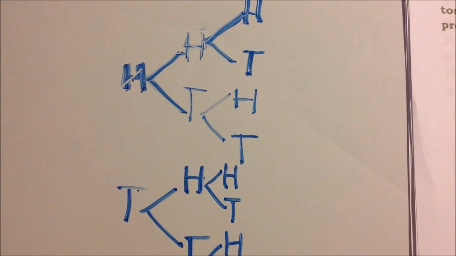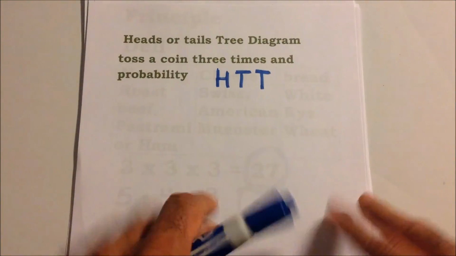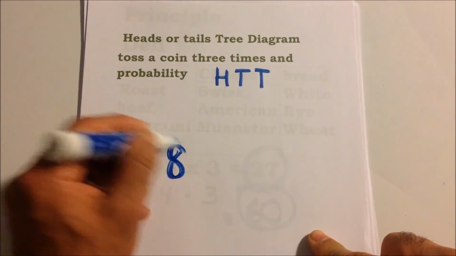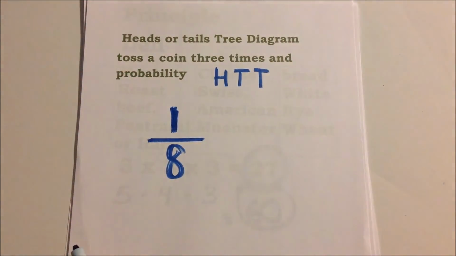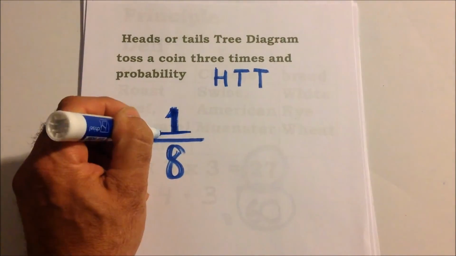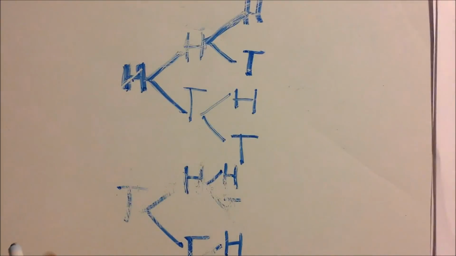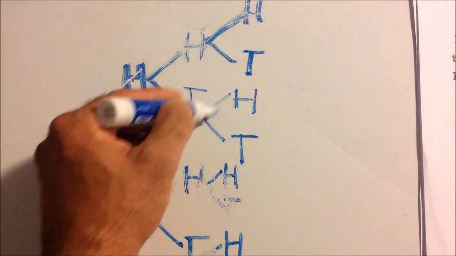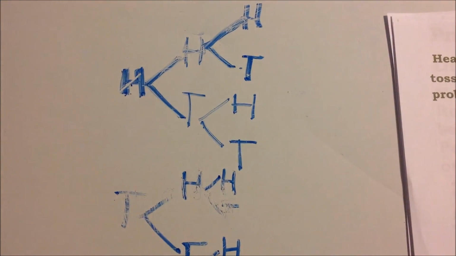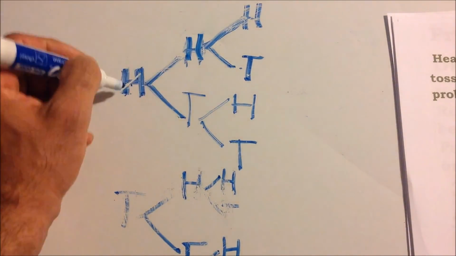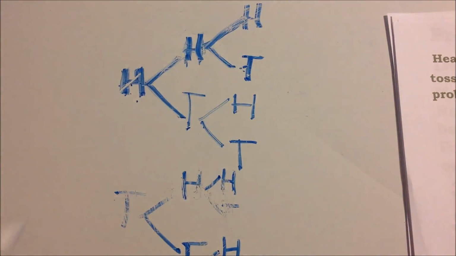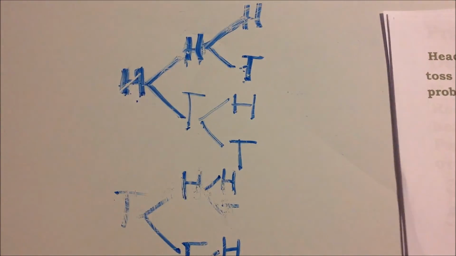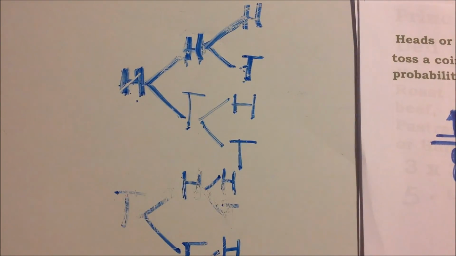So since we have 8 possibilities, let's go back here. We had 8 possibilities, and we only have one desired outcome. So the probability of getting heads, tails, tails would be 1/8. Again, here's the route: heads, tails, tails. If we wanted to get heads, heads, tails, that would be that route. And it would be the same probability. The probability would be 1/8.